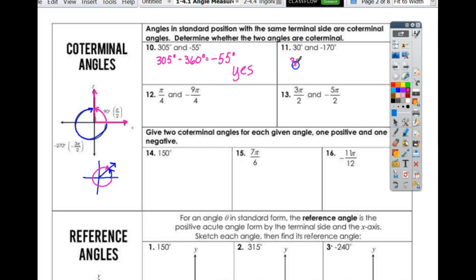So for the next one, if I subtract, I get negative 330. So are these coterminal? No.